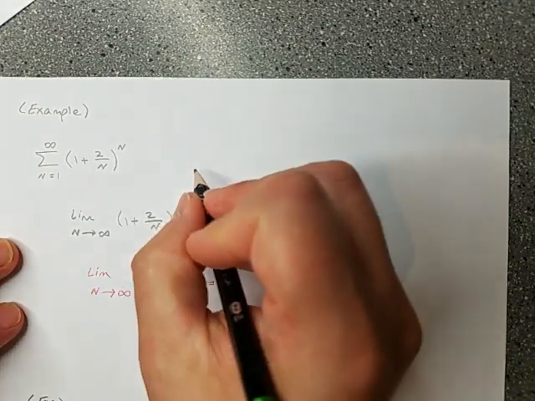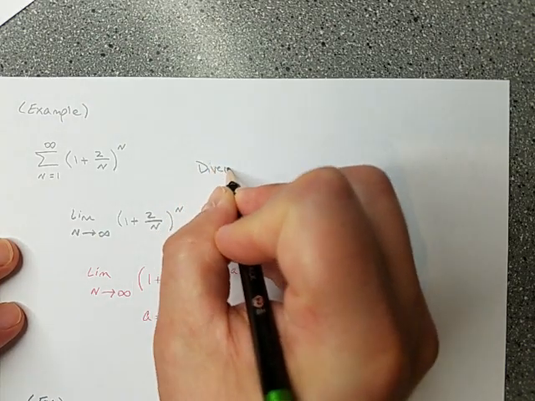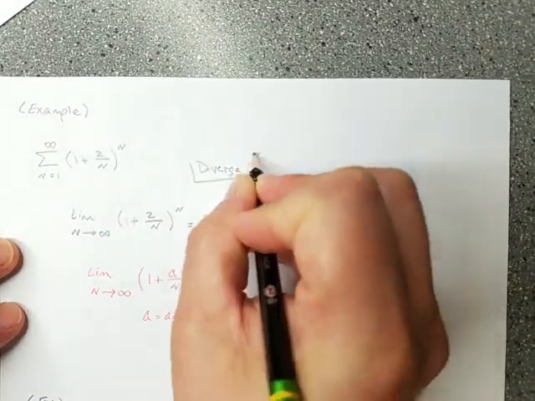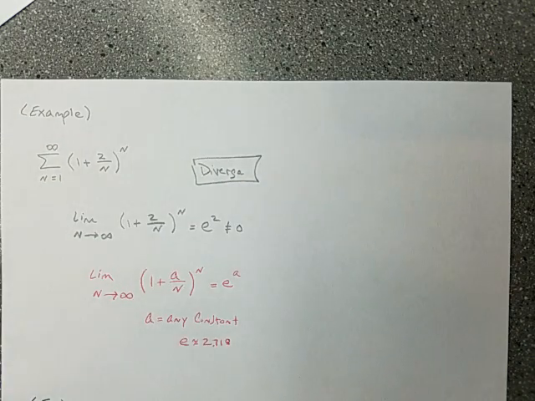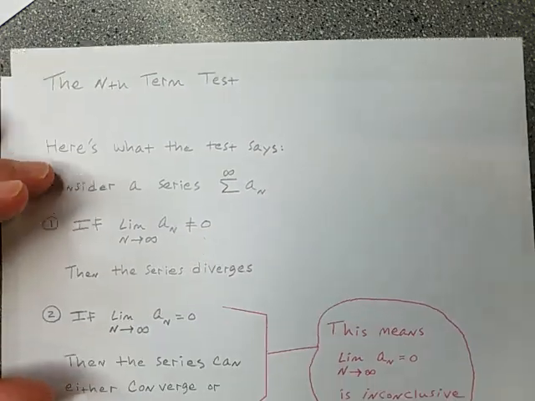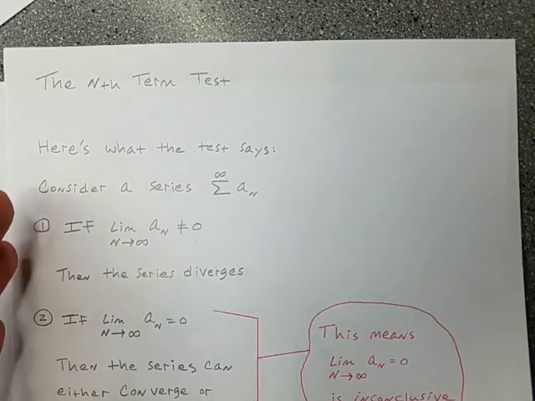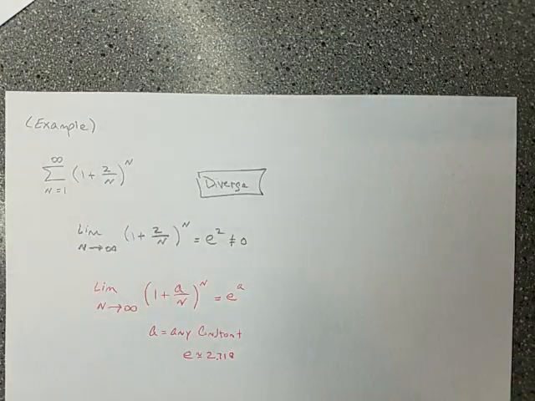What conclusion can we make? We can conclude that this series will diverge, okay? All right, now I don't think it's hard to use the nth term test. You might get it confused later on, but if this is all we focus on right now, you're probably okay.